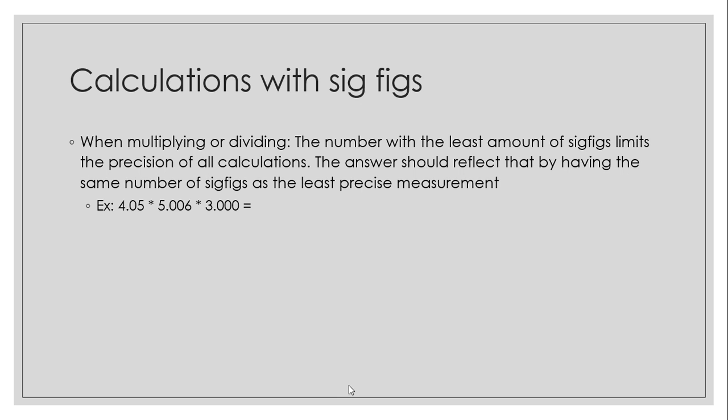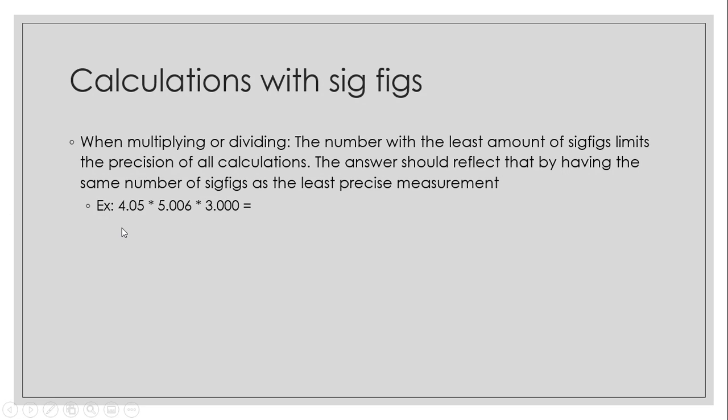So when we're multiplying and dividing numbers, which is mostly what we are going to be doing, the number with the least amount of significant figures limits the precision of all calculations. The answer should reflect that by having the same number of significant figures as the least precise measurement. Okay? So let's say we were going to multiply these numbers, and we want to make our answer have the correct number of significant figures.